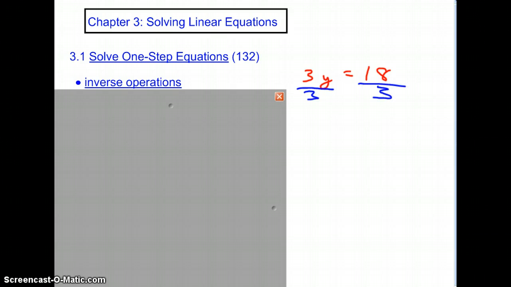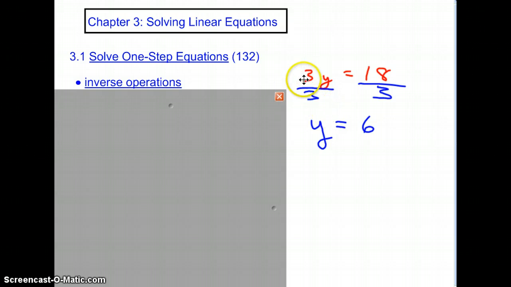And we end up with 3 over 3. 3 over 3 equals 1, right? So we have just 1y, which we don't even have to show that coefficient 1. It may remain invisible, right? And 18 divided by 3 is? 6. Good. So inverse operations kind of undo each other, don't they?